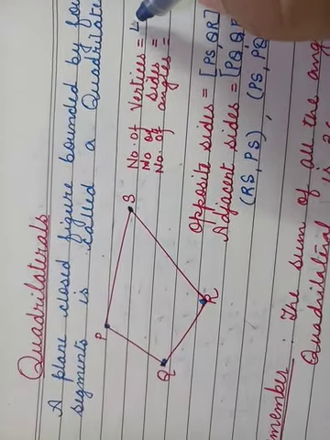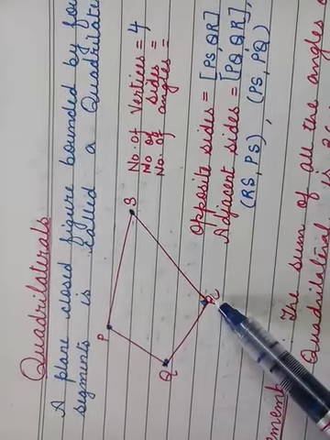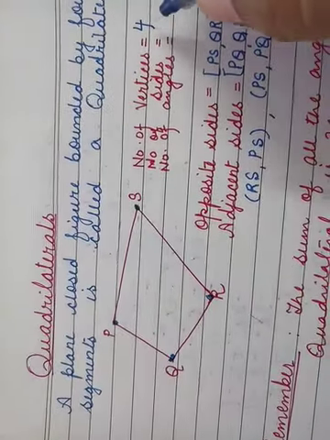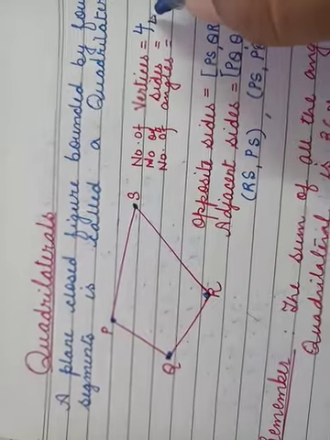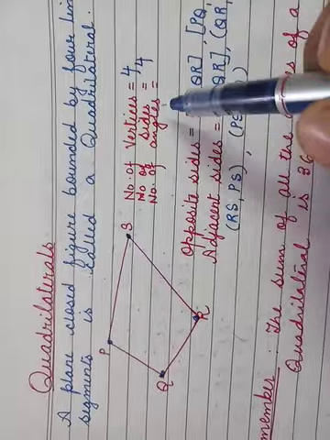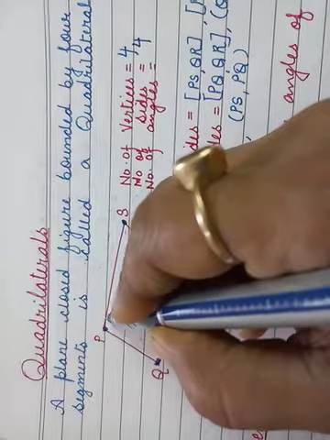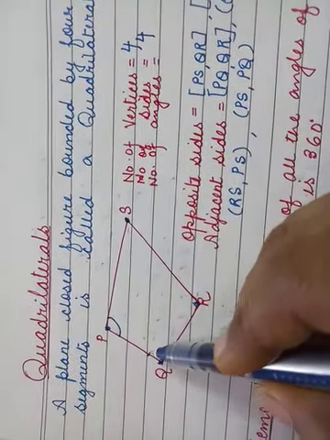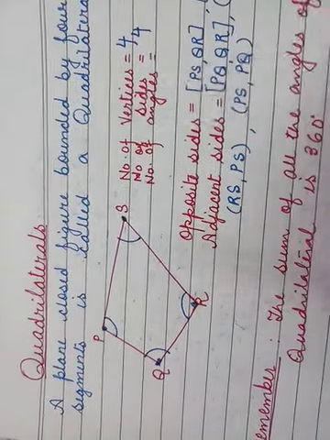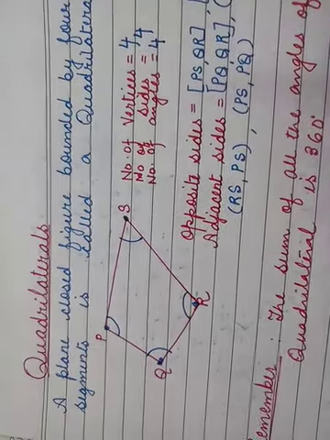It is 4. How many sides does it have? PQ, QR, RS and SP or PS. These are the four sides of a quadrilateral. So it has 4 sides. How many interior angles? If I am saying angles, that means we are talking about the interior angles. How many interior angles does a quadrilateral have? This is 1, this is 2, 3 and 4. So a quadrilateral has 4 interior angles.